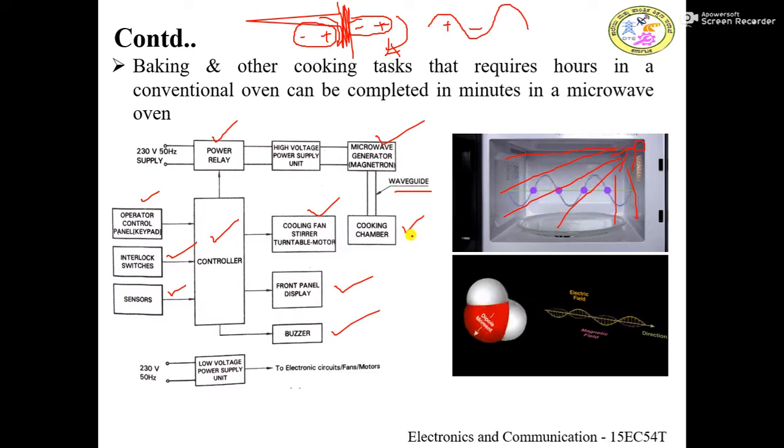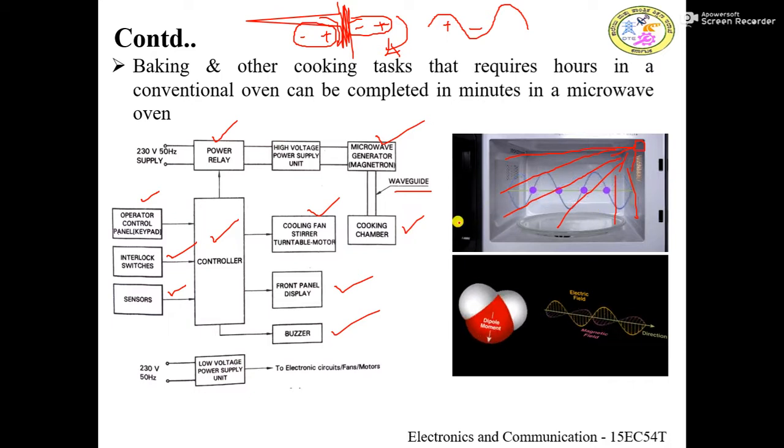Why is the inside of the cooking chamber made up of a fine mesh or a fine metal grid? Actually, microwaves cannot pass through metals, so they get reflected by the metals. That's why the cooking chamber is made up of a fine wired mesh made up of some metal.